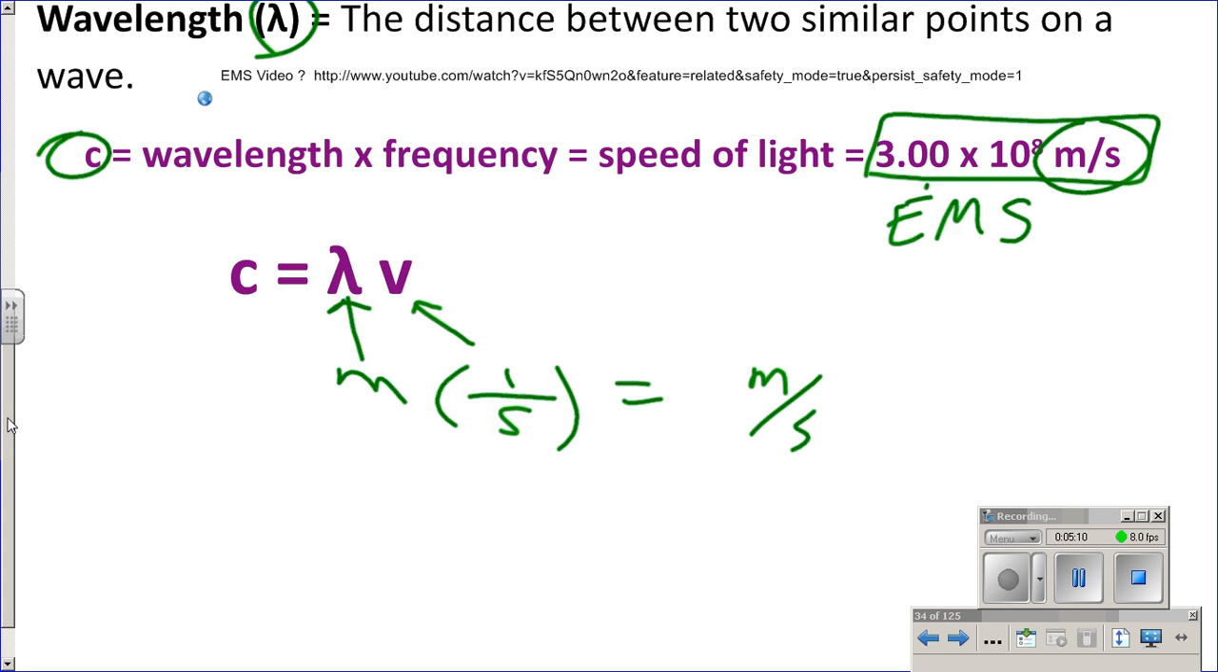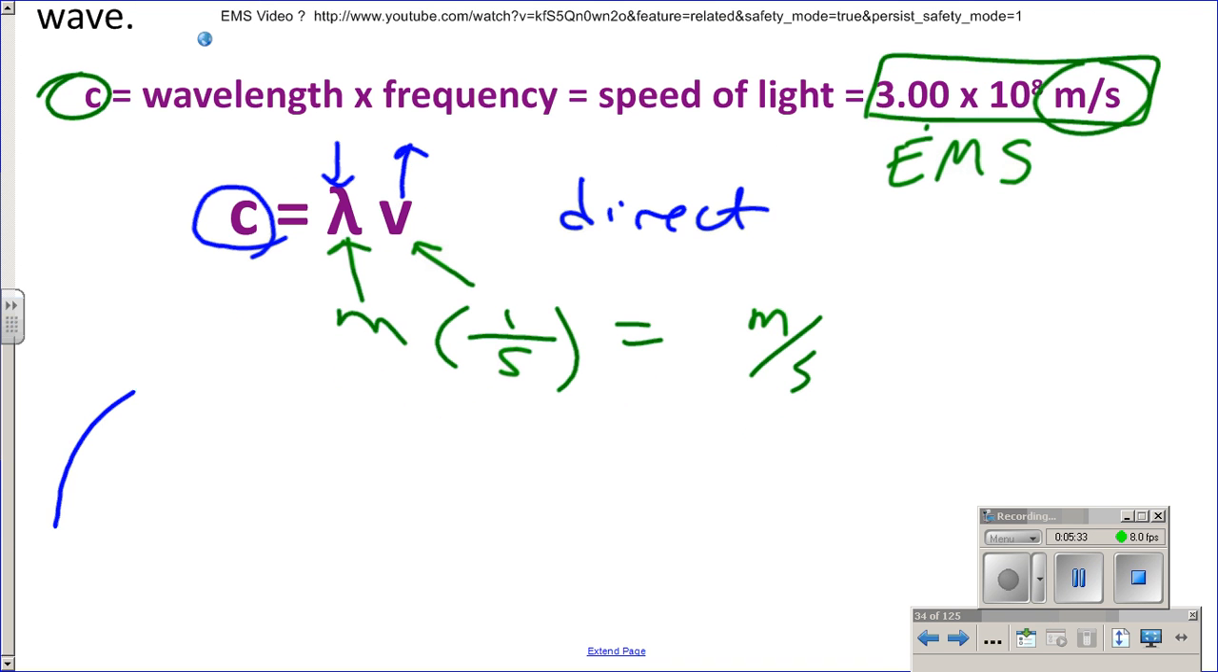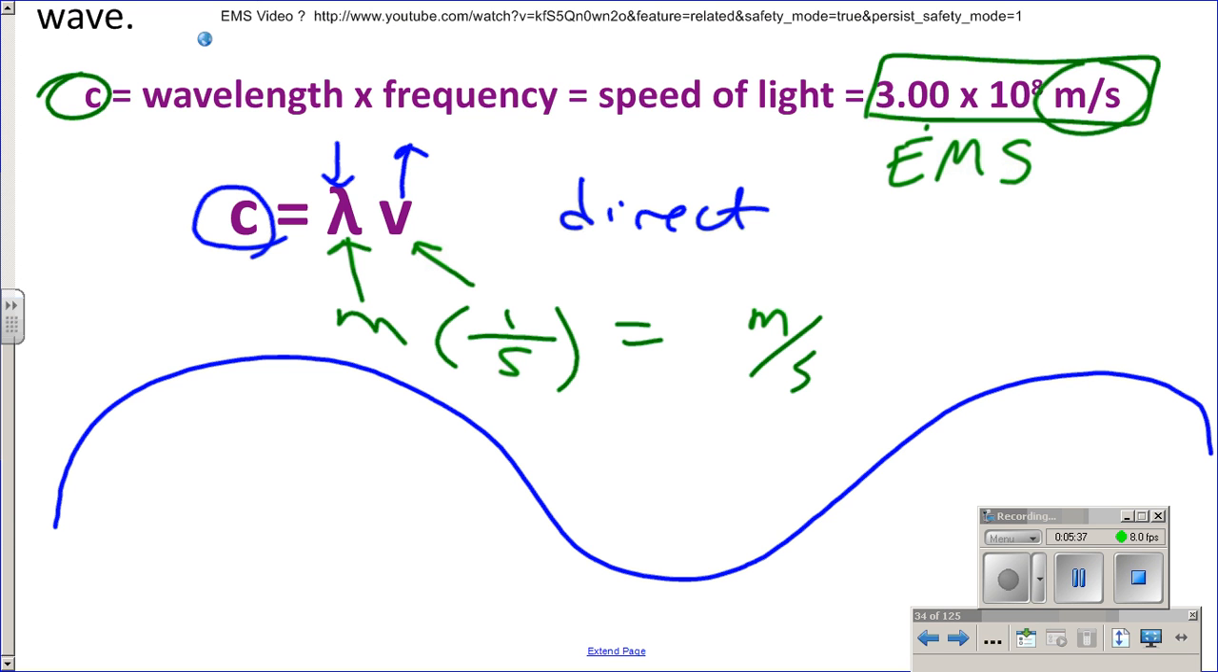This is just an algebra kind of relationship here. If I increase one variable, let's say I increase the frequency, what's going to happen to the wavelength if this is a constant? It's going to decrease, right? So as one goes up, one goes down. Direct or indirect relationship? Indirect. That means you can have really long wavelengths, but their frequency is really slow.